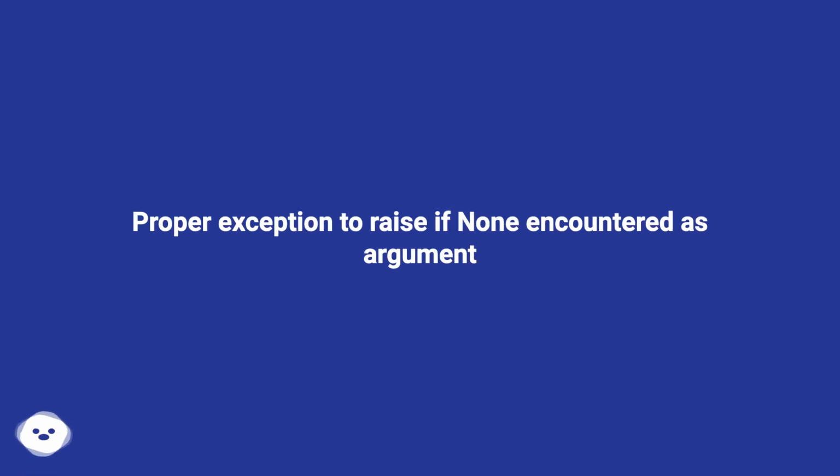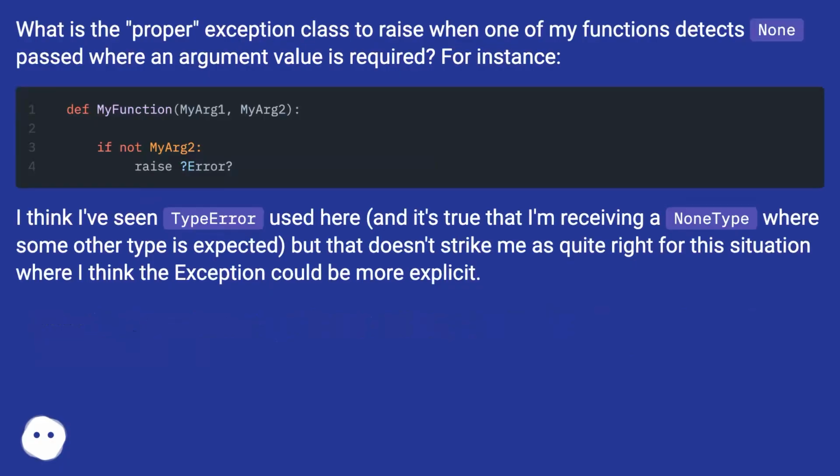Proper exception to raise if None encountered as argument. What is the proper exception class to raise when one of my functions detects None passed where an argument value is required? For instance, I think I've seen TypeError used here, and it's true that I'm receiving a NoneType where some other type is expected, but that doesn't strike me as quite right for this situation, where I think the exception could be more explicit.